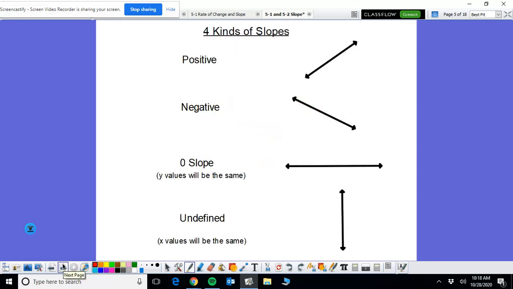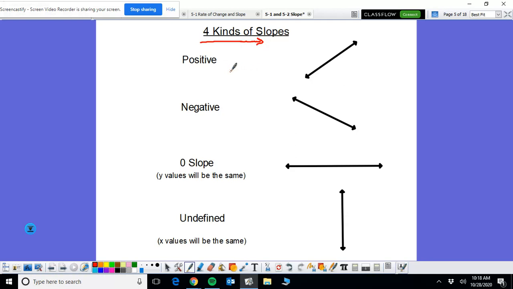All right, this is an important chart. I want to make sure that you have this in your notes. Make a really nice chart for your notes. There's 4 kinds. Positive. We always read slope this way. And you know how that's easy to remember? How do you read words? At least in English. How do we read words? We read from left to right. And you read slope the same way.